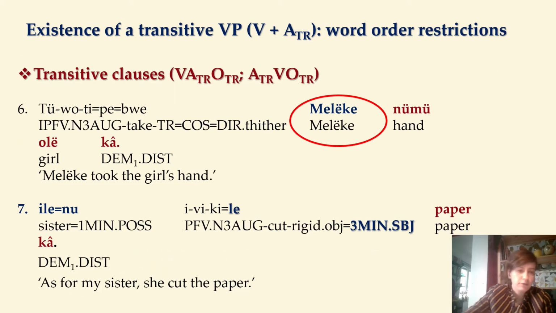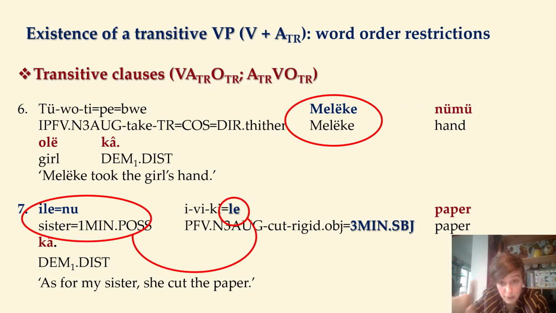So the first diagnostic which can be used to identify the existence of a verb phrase where the agent forms a unit with the verb in transitive clauses is word order. So we have an example here in 6. We have seen this before. Meleke took the girl's hand, where the agent follows the verb, which is sentence initial.